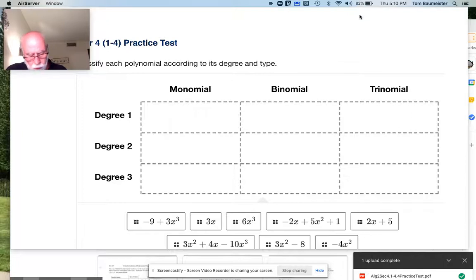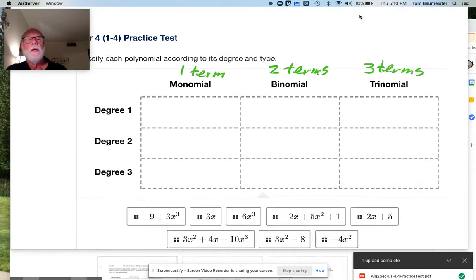All right, number one, classify each polynomial according to its degree and type. So remember, if it's a monomial, that means it's going to have one term. Remember, a term is separated by a positive or a negative sign. So a binomial will have two terms, and a trinomial will have three terms.